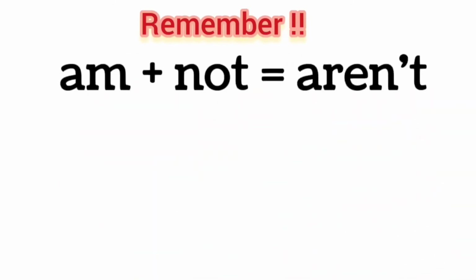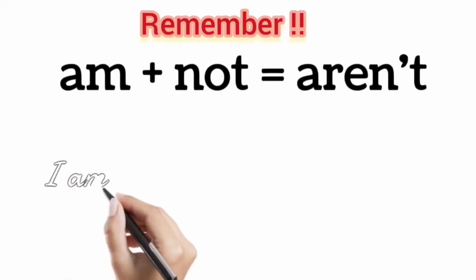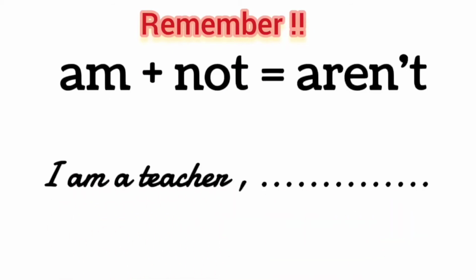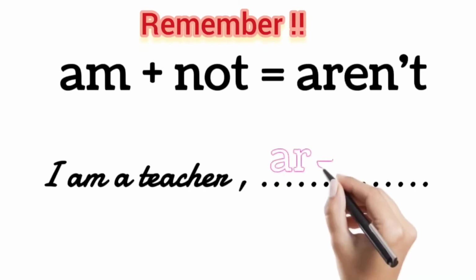One more, am plus not. You should remember this. Am plus not is not amn't. It is aren't. Am plus not is aren't. I am a teacher. So the question tag is aren't I. Aren't I will be the question tag.